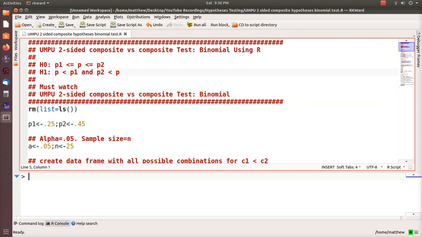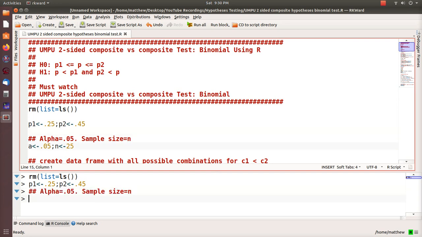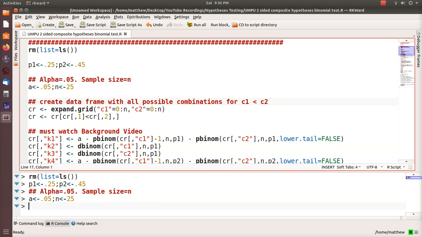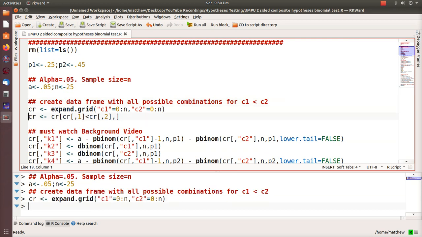And the test is: is the true proportion between two values, say P1 and P2, or is it outside of those two values? And this is it. First I always like to remove all the objects from the list. We're going to assume P1 is 0.25 and P2 is 0.45. We're going to have an alpha of 0.05, a sample size of 25. And then I create all possible C1 and C2s.